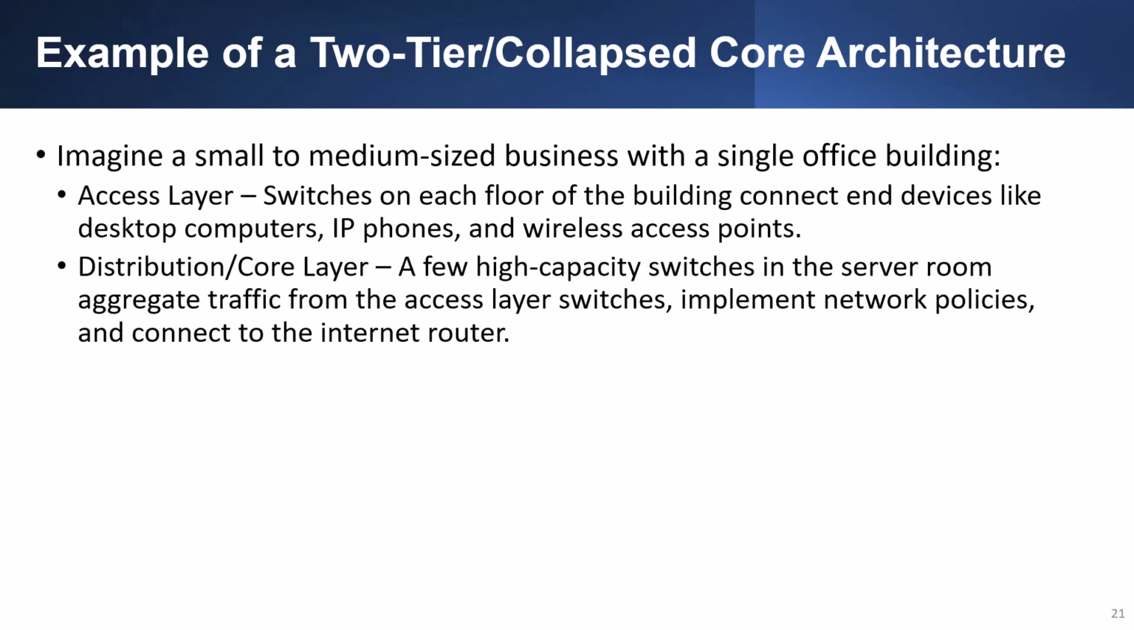Imagine a small to medium-sized business with a single office building. For the access layer, switches on each floor of the building connect end devices like desktop computers, IP phones, and wireless access points. For the distribution and core layer, a few high-capacity switches in the server room aggregate traffic from the access layer switches, implement network policies, and connect to the internet router.